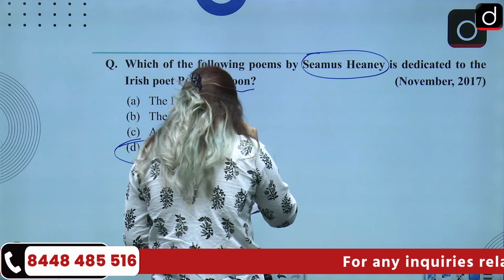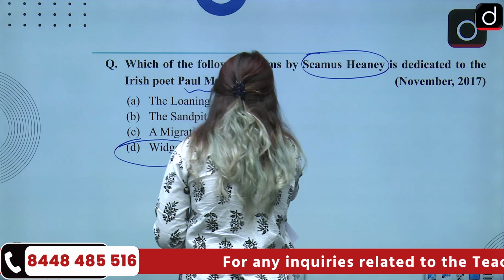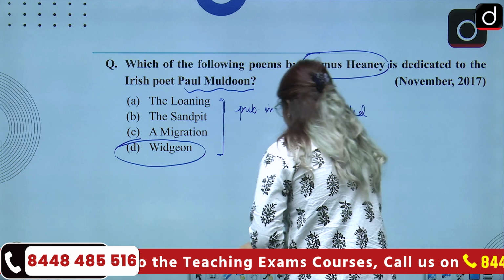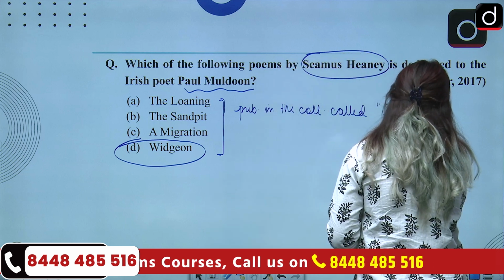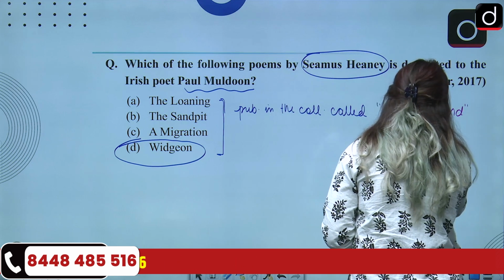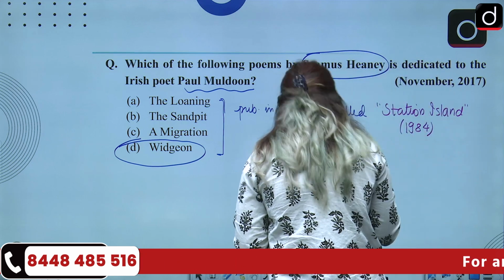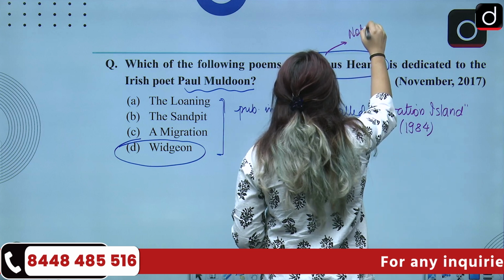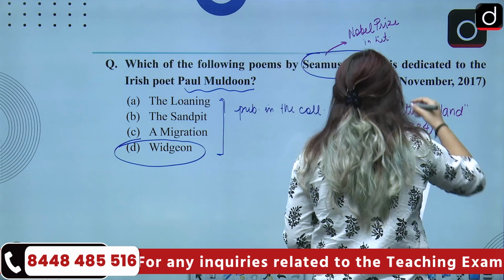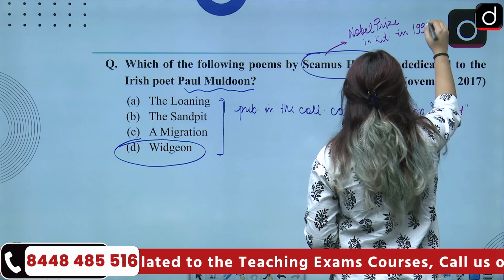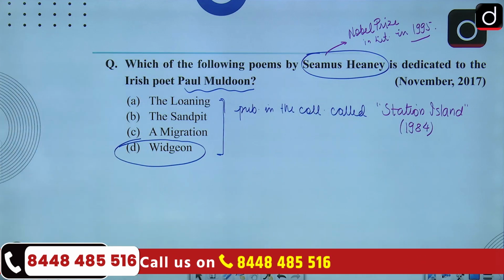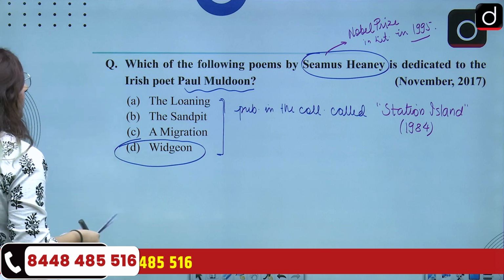All the poems, agar hum dekhte hain, ye sari ki sari poems jo hain, they were published in the collection called Station Island, Station Island in the year 1984. Theek hai? And Seamus Heaney, he had won the Nobel Prize in Literature in the year 1995. This is really a very important point. Theek hai? Important point. Alright.